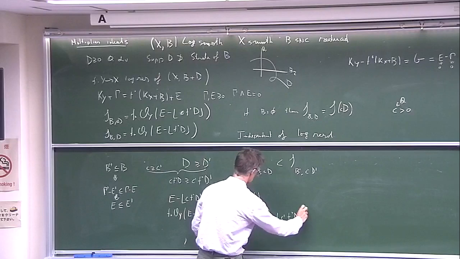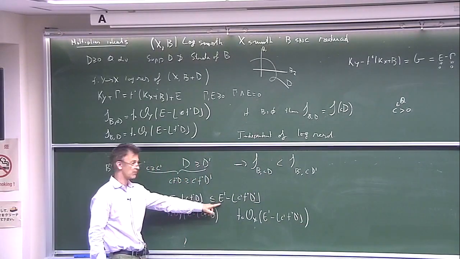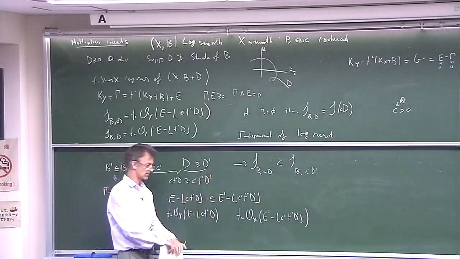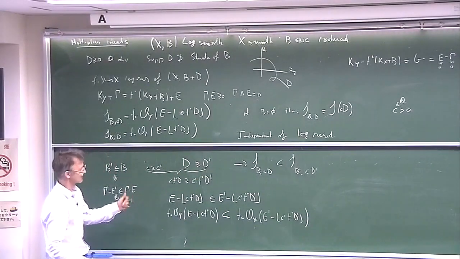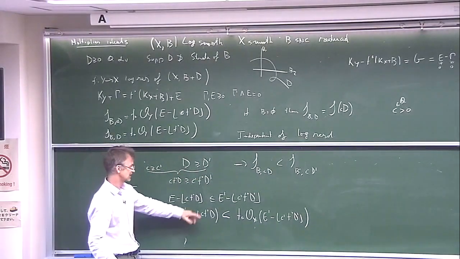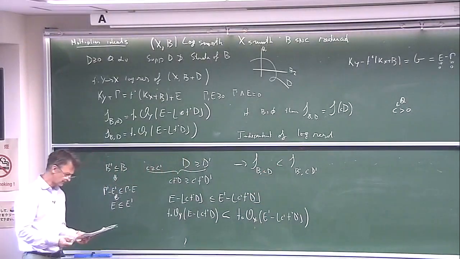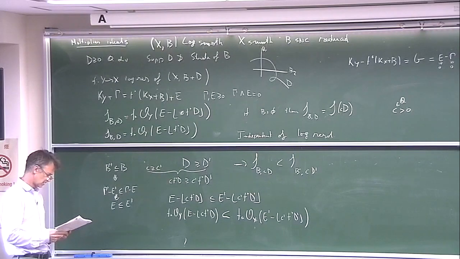Okay, so which way does the inclusion go? Let's see, this is a bigger divisor. So I'm requiring less vanishing, so it should be more sections. So we should have this inclusion, and yes, things match, right? This is this ideal, and this is that ideal. So there's sort of an obvious monotonicity for these ideals. Okay.